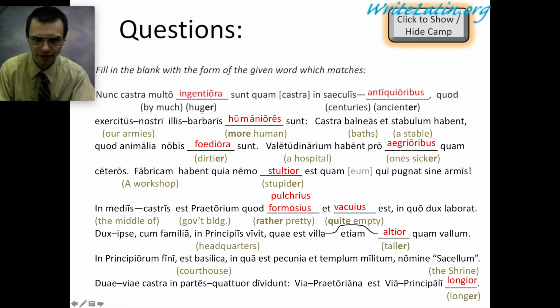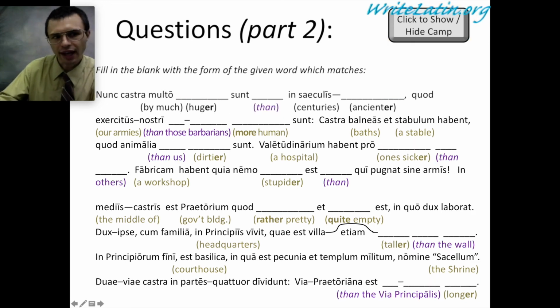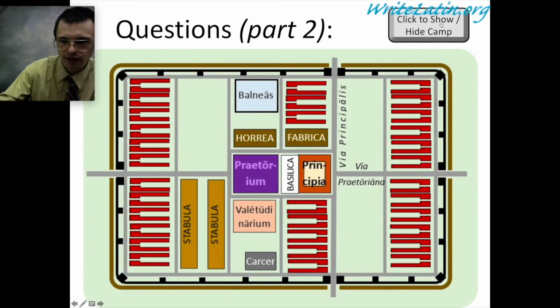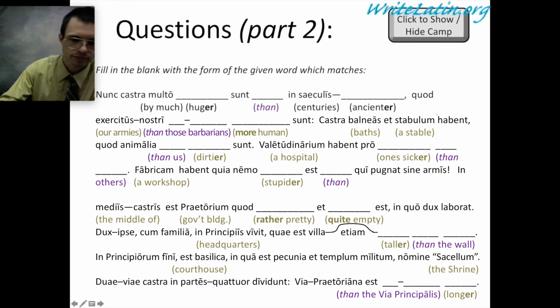Okay, hope you got that, and this time I want you to do it again, but now adding in the than part of each comparison. So if you see than like that, it's probably quam, but if it's like than us over here, then it's probably the ablative form. So try these. Stop the video and start it when you're ready to see the answers. It's the exact same story, again, about this camp. So stop the video and I'll put up the answers in a second.